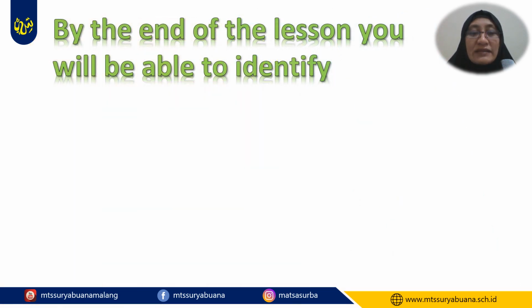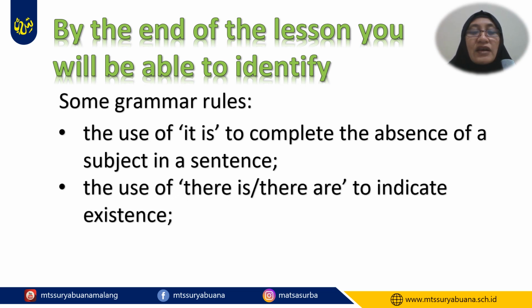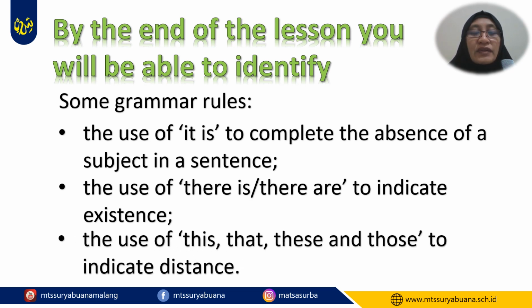By the end of this lesson, you will be able to identify some grammar rules. They are the use of it is to complete the absence of subject in a sentence, the use of there is or there are to indicate existence, and the use of this, that, these, and those to indicate distance.